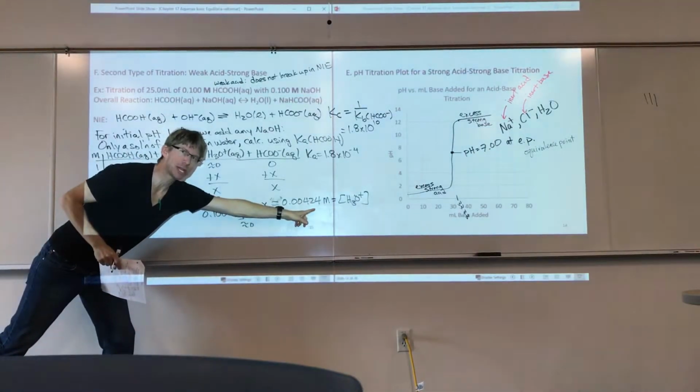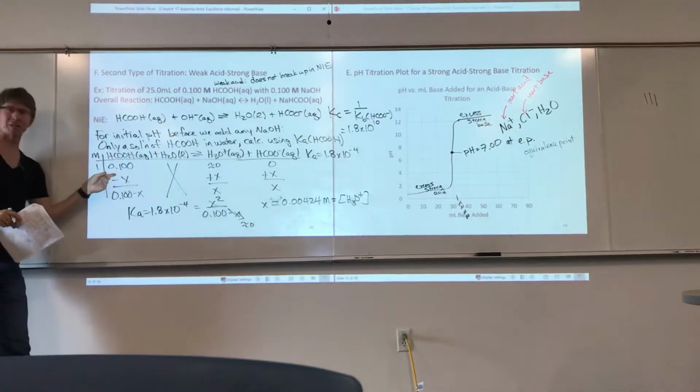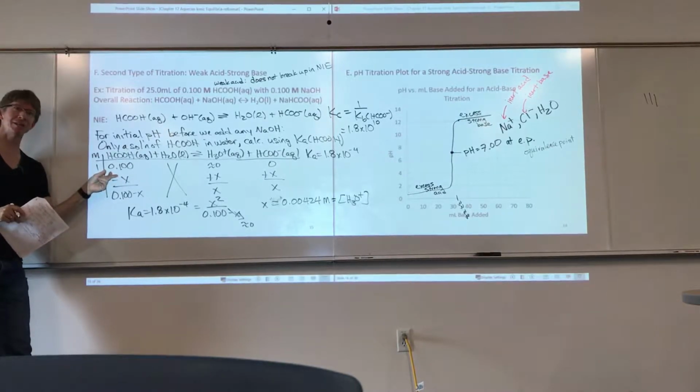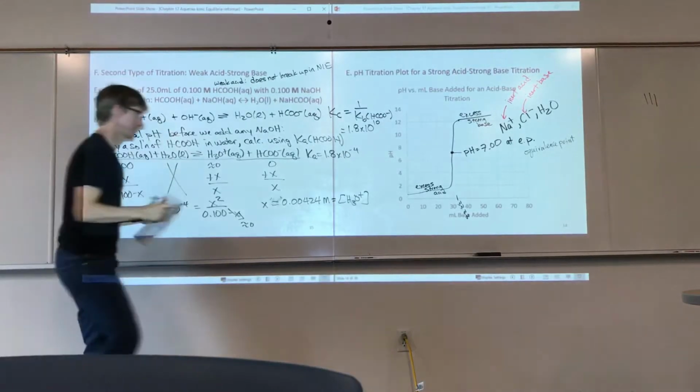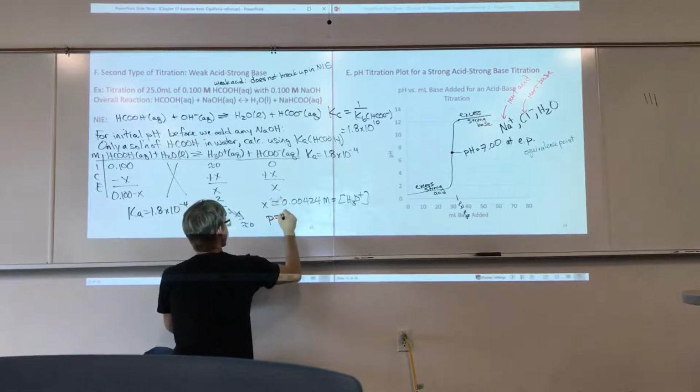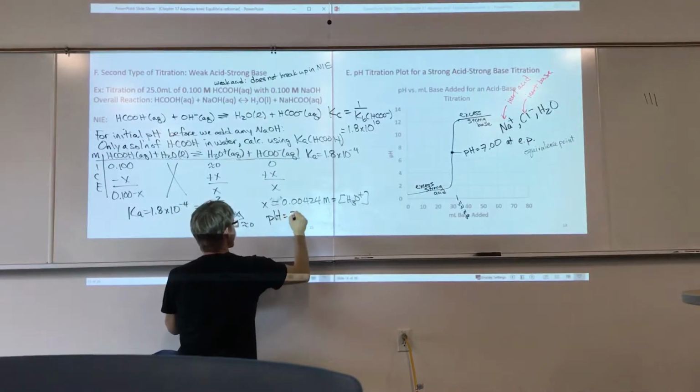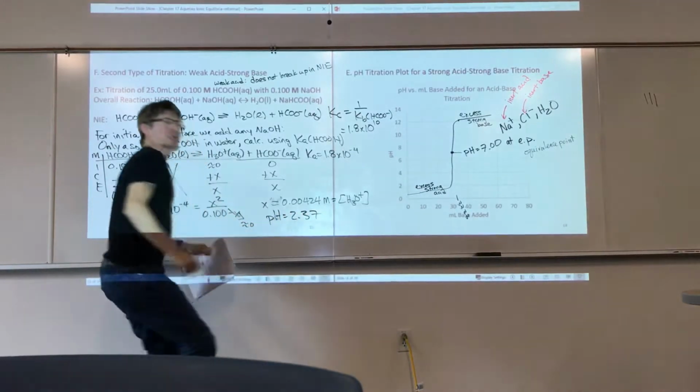Is that greater than or less than 5% of our initial number? Since it's 4.24%, it is indeed a little less. So we were justified in our calculation, which I was nervous about. pH equals 2.37.